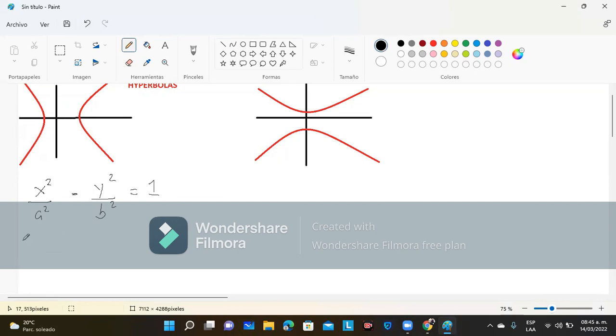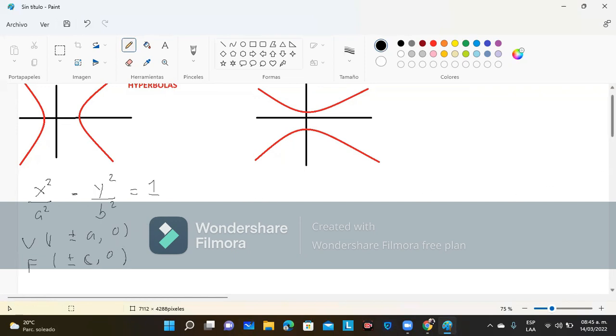For this equation, the vertices are at plus or minus a, comma 0, and the foci are at plus or minus c, comma 0.